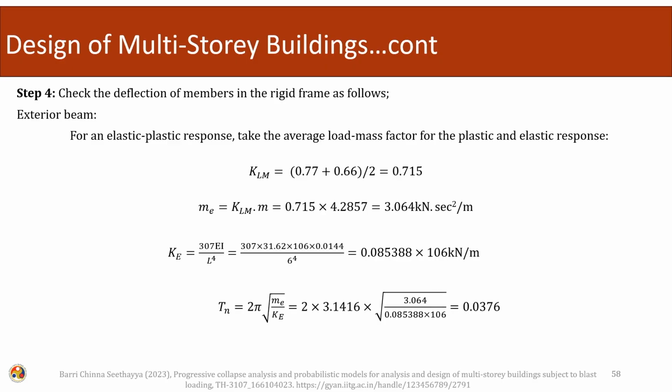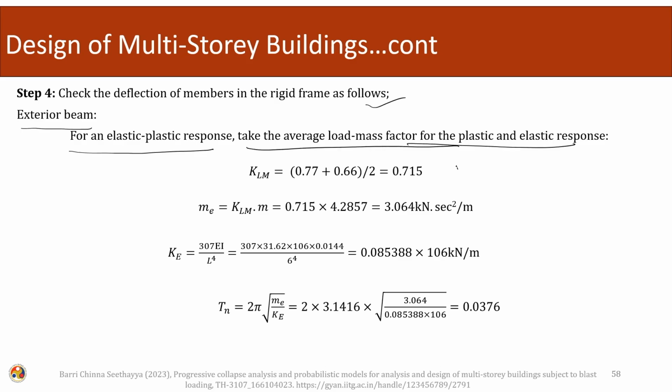So, after checking for the maximum deformation limits, we will check the deflection of members in the rigid frame. In the first step, we check the overall response of the system. Now, we will check for the individual members. So, first we take the exterior beam. For an elastoplastic response, we take the average load mass factor for the plastic and elastic response.